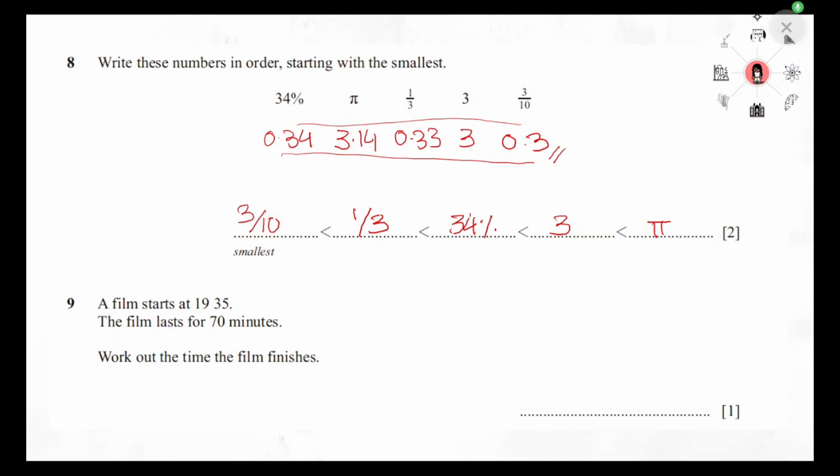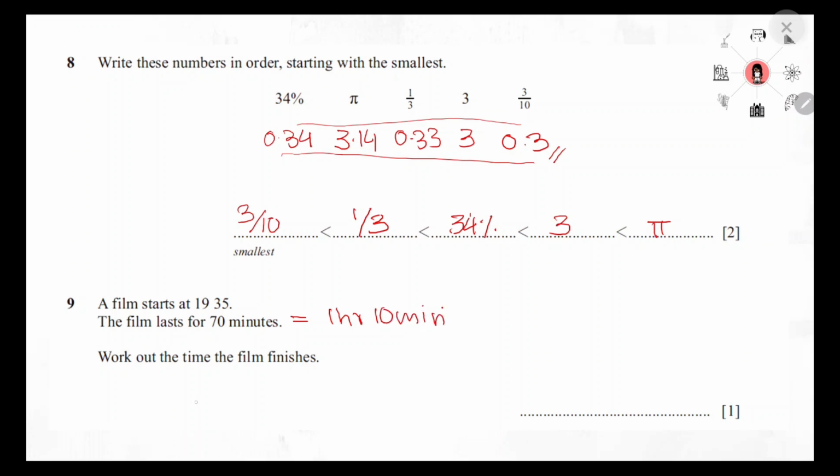Question 9. A film starts at 1935. The film lasts for 70 minutes. Work out the time the film finishes. 70 minutes is equal to 1 hour and 10 minutes.